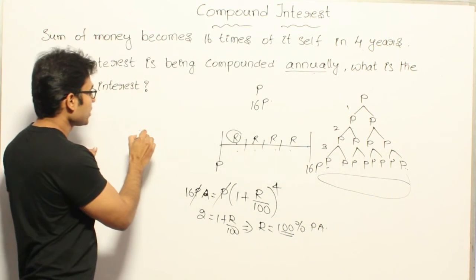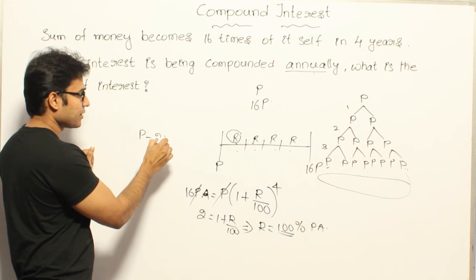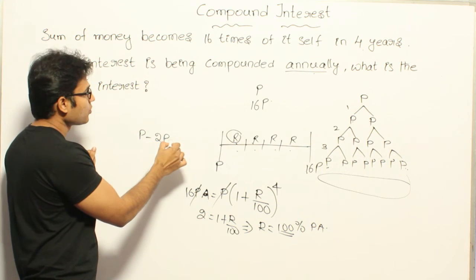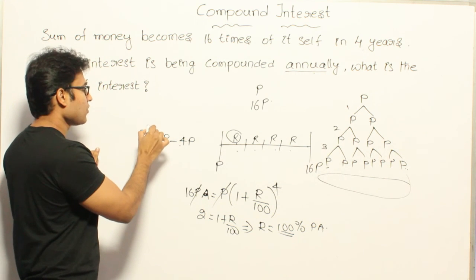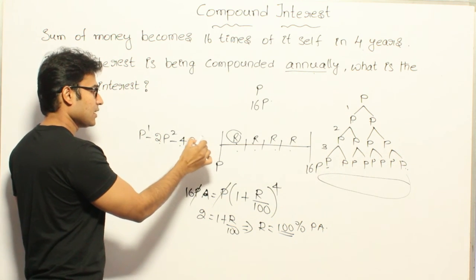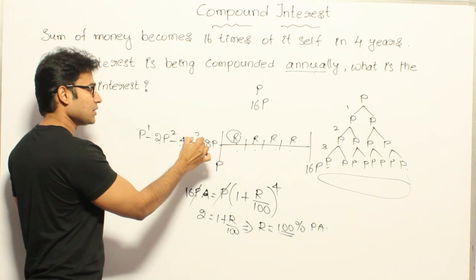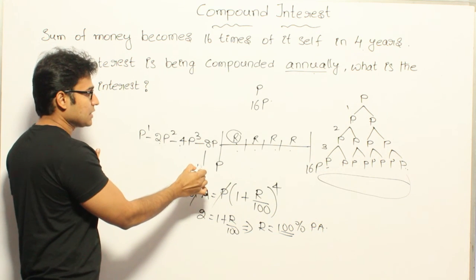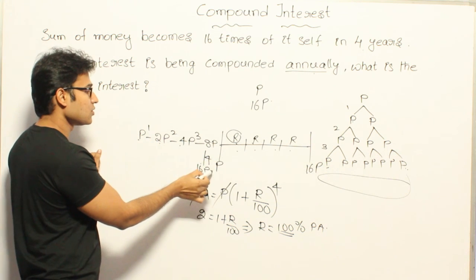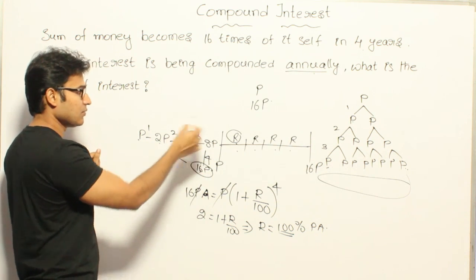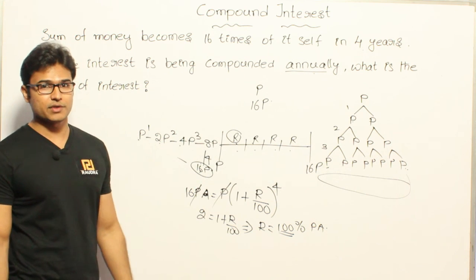So P is going to become 2P after 1 year with 100% growth, and 2P is going to become 4P after 2 years, which means again 100% growth. And again it is going to become 8P after 3 years, and again it is going to become 16P after 4 years. Therefore P, if you invest now, after 4 years it is going to become 16P if it is going to grow at a rate of 100% every year. Got it?